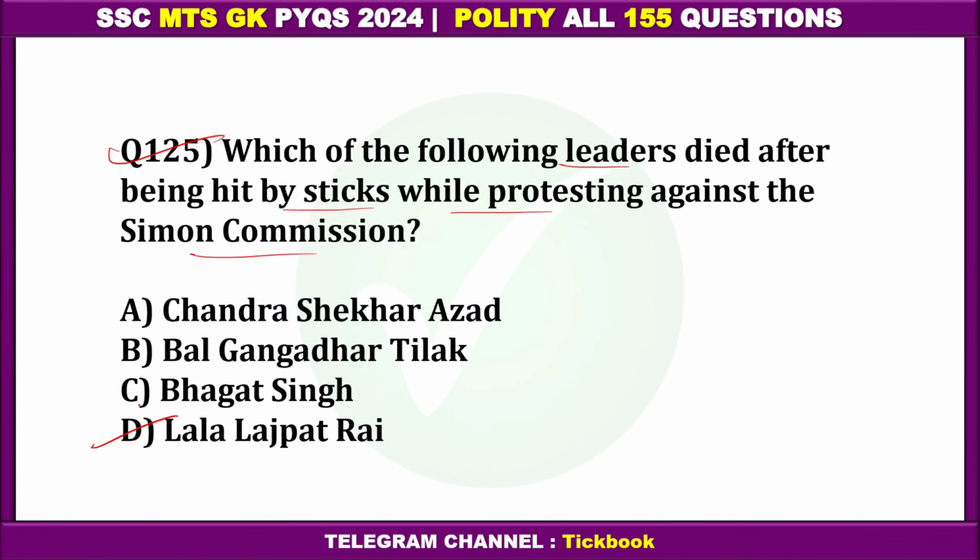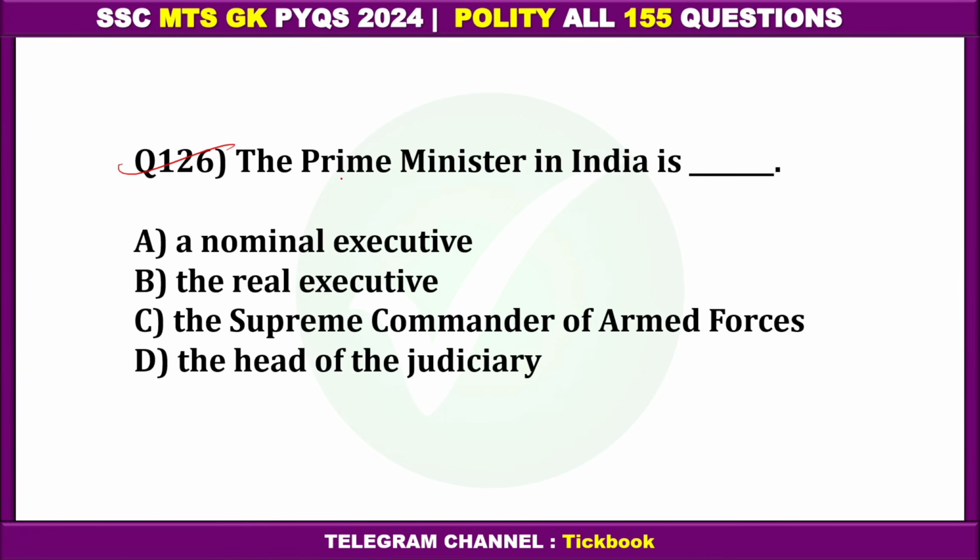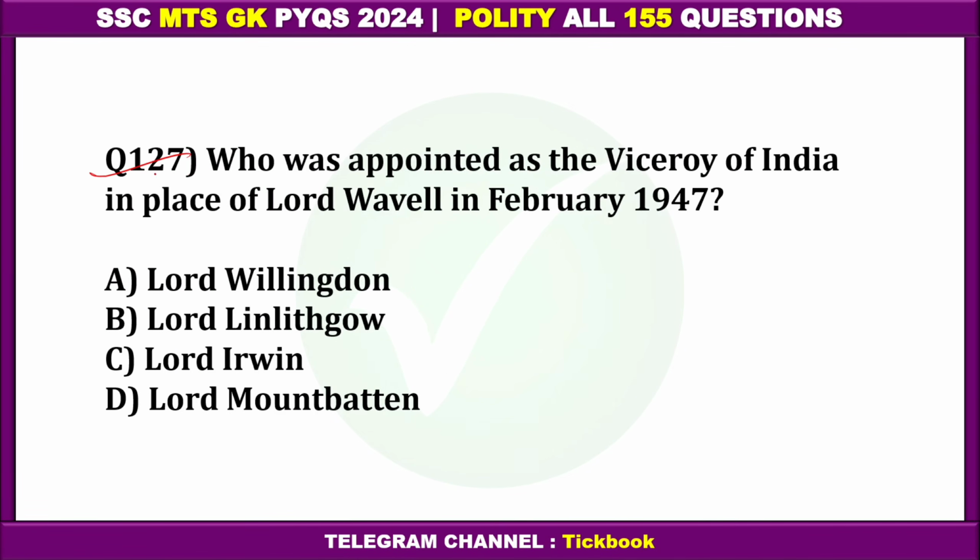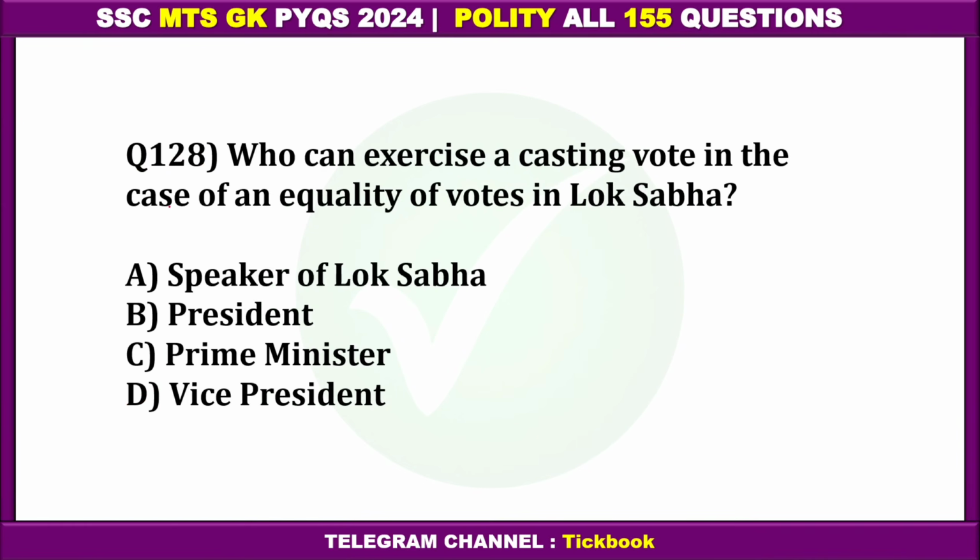Option number D. Lala Lajpat Rai. 126. The Prime Minister in India is option number B. The real executive, and the President is a nominal executive. 127. Who was appointed as the Viceroy of India in place of Lord Wavell in February 1946? Option number D. Lord Mountbatten.